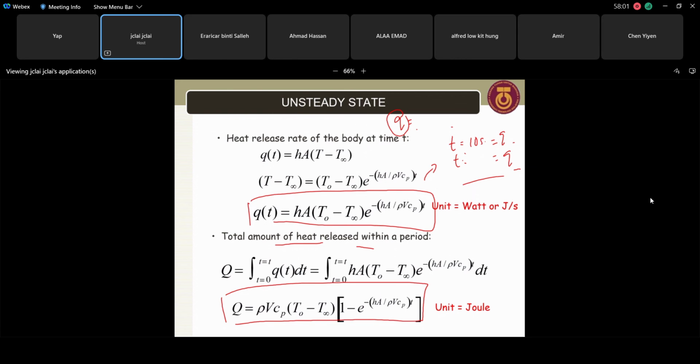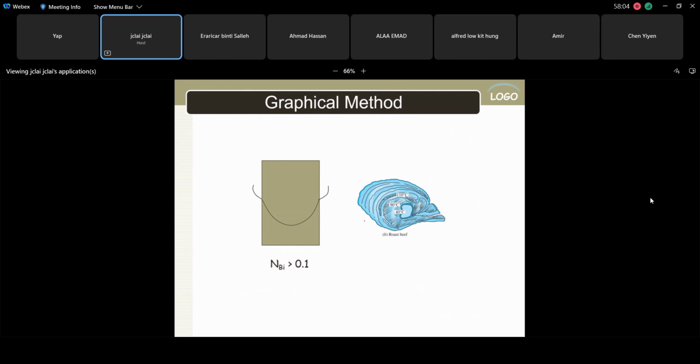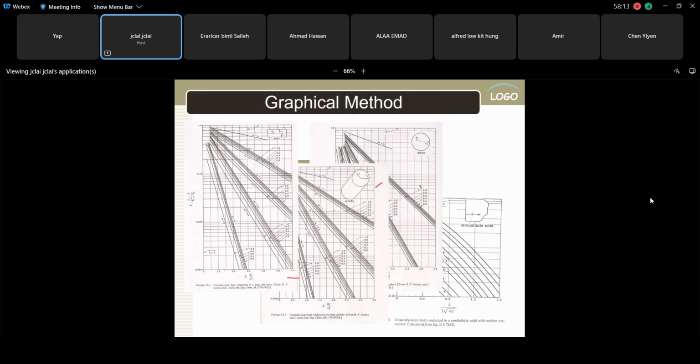But for the case of, let's say, beef, right? Biot number greater than 0.1, then you have to use the graphical method. Meaning you need to use different graphs, right? You see different graphs, so many graphs.